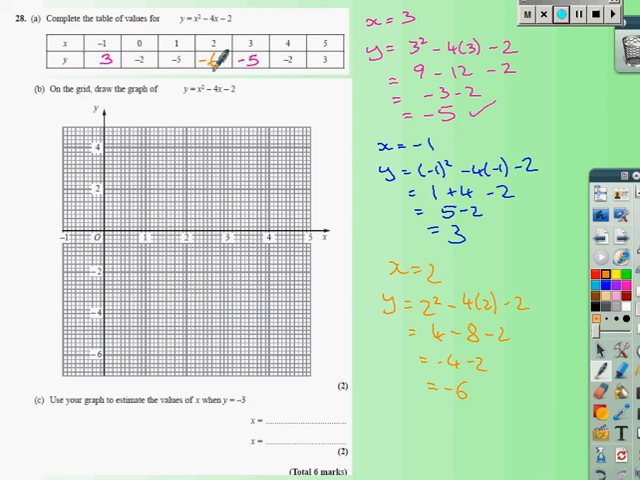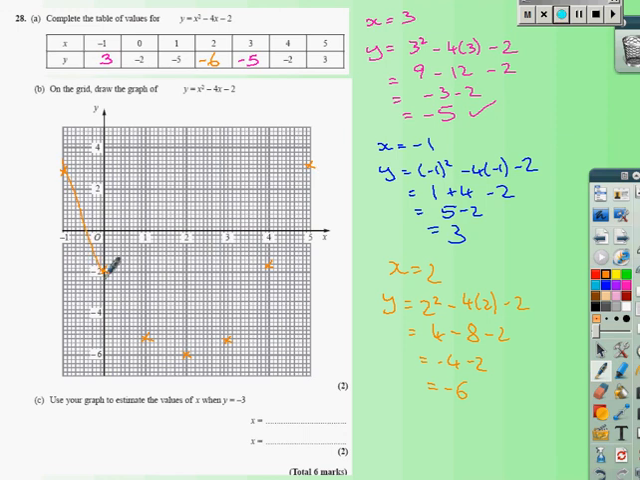So let's plot those points. We've got minus 1, 3. 0, minus 2. 1, minus 5. 2, minus 6. That's the bottom one. 3, minus 5. 4, minus 2, and 5, 3. And notice that symmetry that we have.